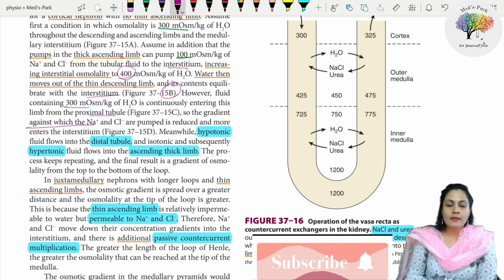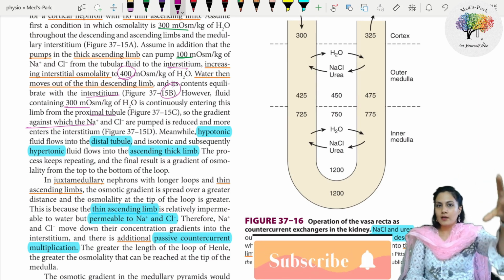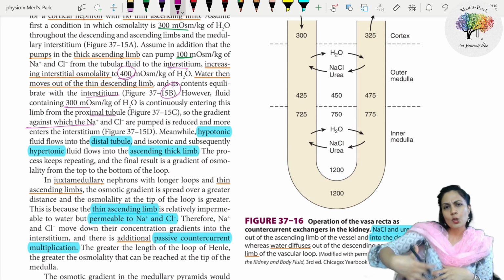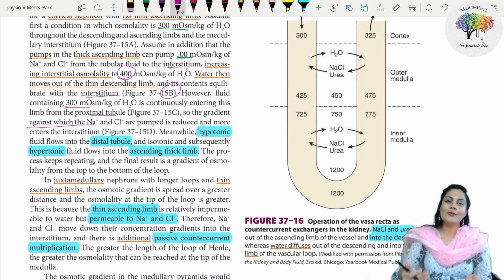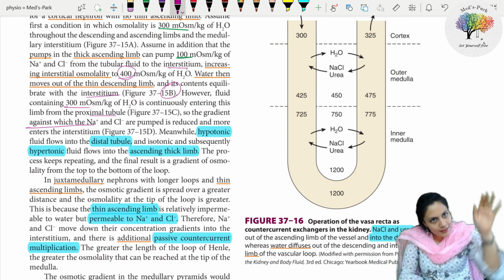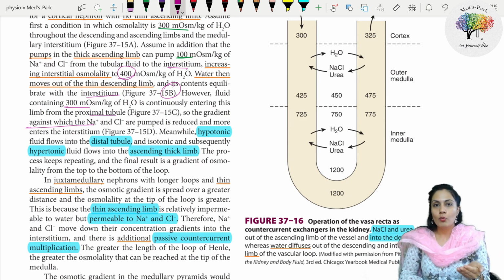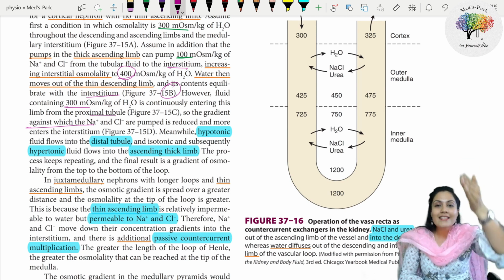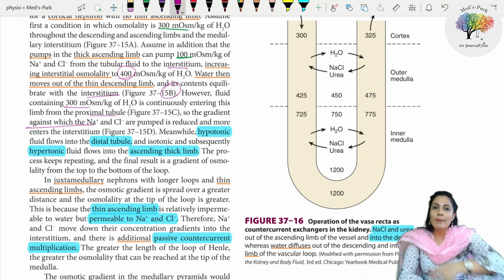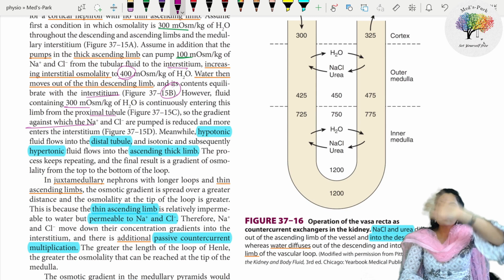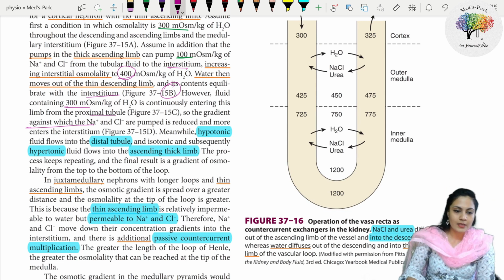So what it is saying is that the flow is occurring continuously, right? We're discussing very slowly, stepwise, but this is not going to take place in vivo, right? Continuously the isotonic fluid is coming. So that's why this pump is getting activated more and more. And what is happening over here? There is a creation of a gradient. Why? Because the pump is continuously throwing the salt out, isn't it?